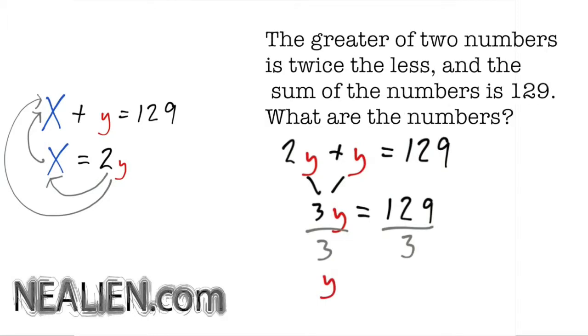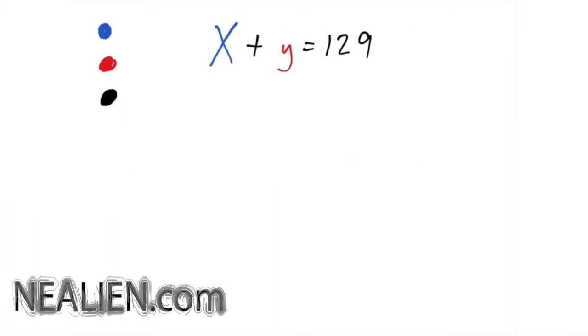Here's a problem that says the greater of two numbers is twice the less, and the sum of the numbers is 129. What are the numbers? So the words of the problem give you two equations. I'm going to say a big X plus Y equals 129 because the problem says that one of the numbers is twice as big as the other number. I'm basically saying the bigger number is twice as big as the smaller number.